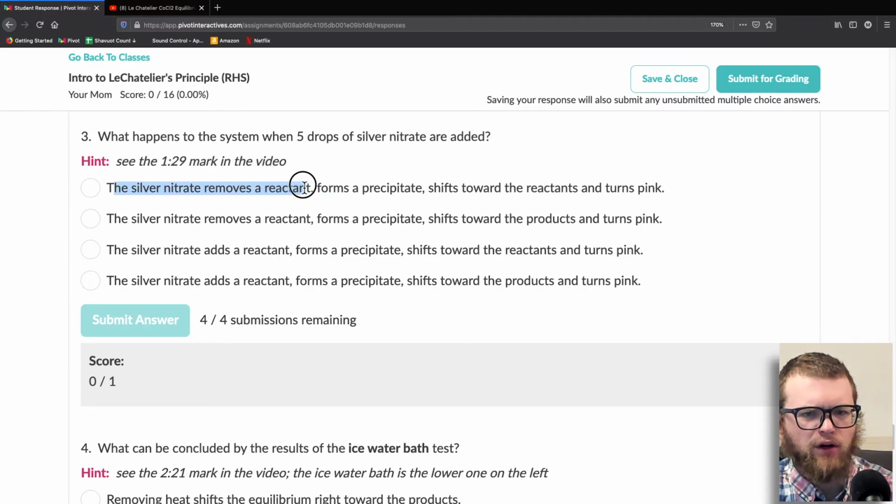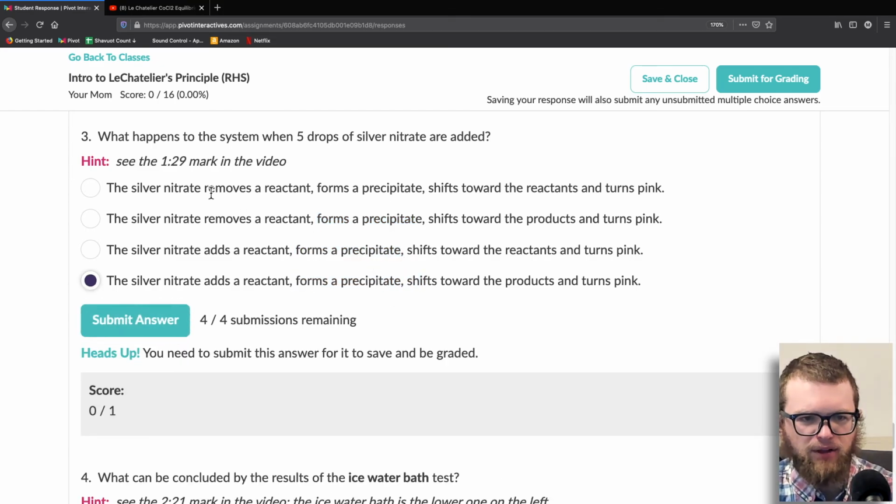So the silver nitrate removes a reactant, forms a precipitate. Well, the cloudiness forms a precipitate. It's going to be part of any one of our answers because it becomes cloudy, and that's precipitate. If something gets cloudy, that is forming a precipitate.